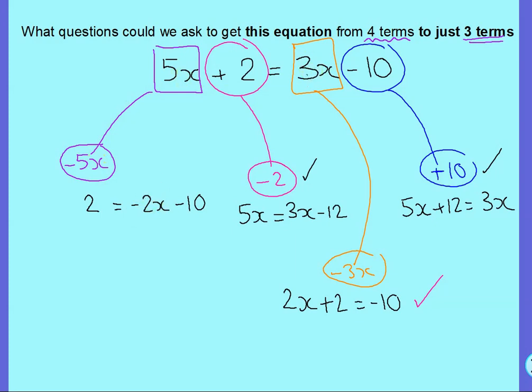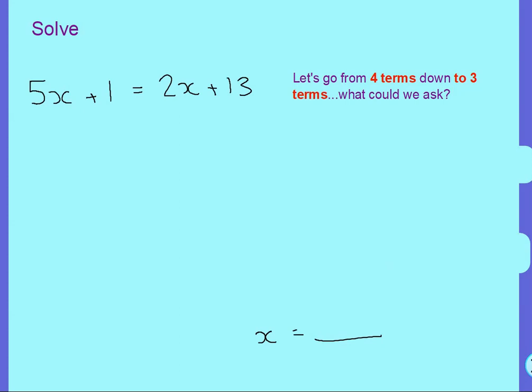No matter what side it's on, whichever has the fewer amount of x's, we're going to get rid of that. So let's go back to that first question. What could we ask to go from four terms to three terms? Well, that's all well and good now, but we need to go a bit more sophisticated. So we need to collect the x's on one side, the side that has the most. So we need to remove the x's to make it go from four terms to three terms, but which one shall we remove? And it's going to be this one, because there's the least, or the fewest.